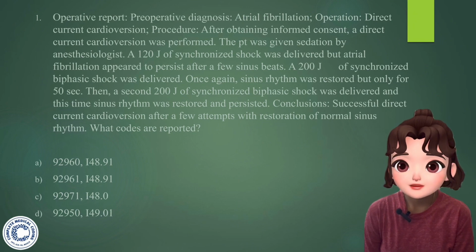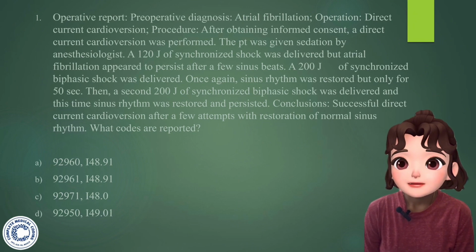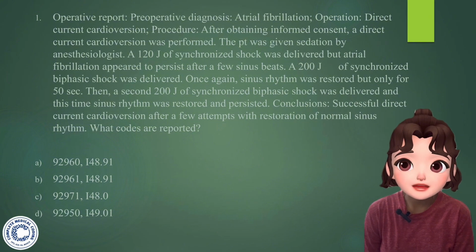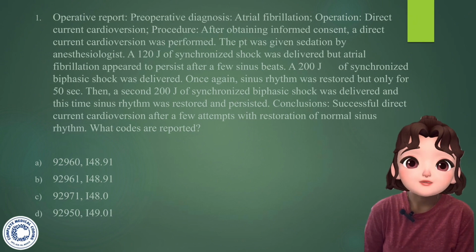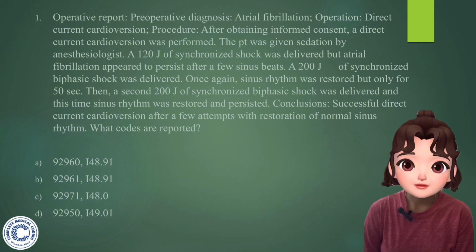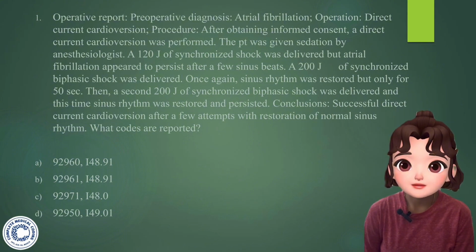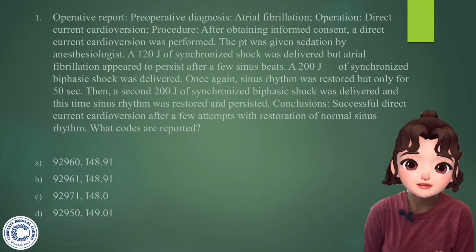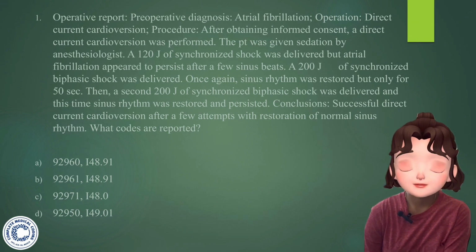Pre-operative diagnosis, atrial fibrillation. This is a pre-operative diagnosis, not a confirmed diagnosis. It is what the doctor has assessed before doing the procedure. Now, operation, direct current cardioversion. That is the procedure being done here. Now, let's see how the procedure is being carried out.